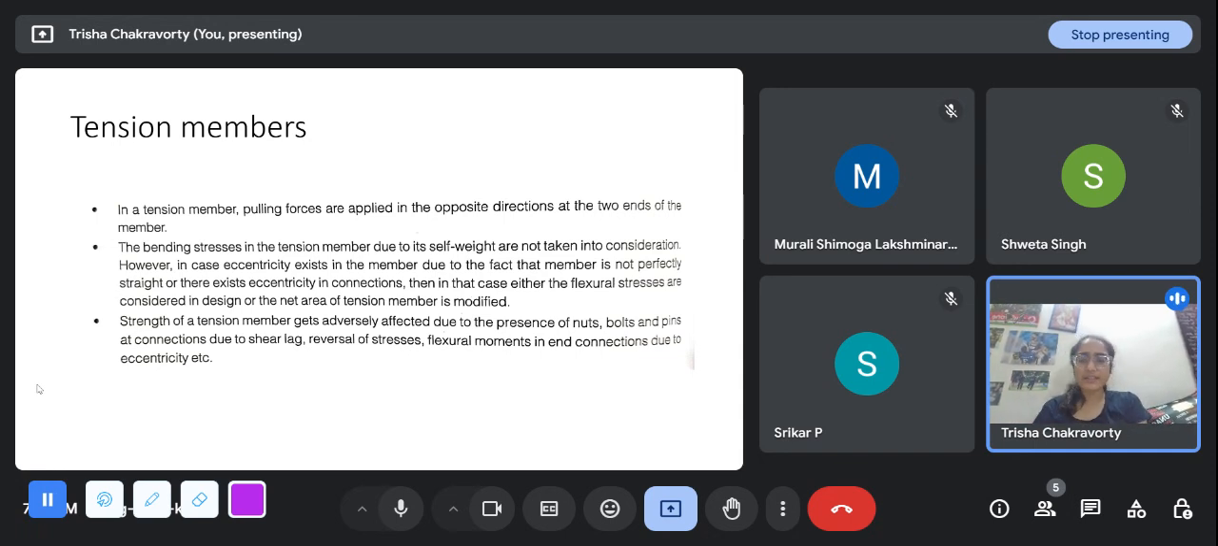And what we know is that stress is force by area. In a very crude term, stress is force by area. So if the area becomes lesser, then the stress increases. And the stress applied is what we have to compare with the capacity of the member, right? So if there are nuts, bolts and pins, since the net area of the tensile member reduces, the stress increases and the strength of the tension member reduces as a result.